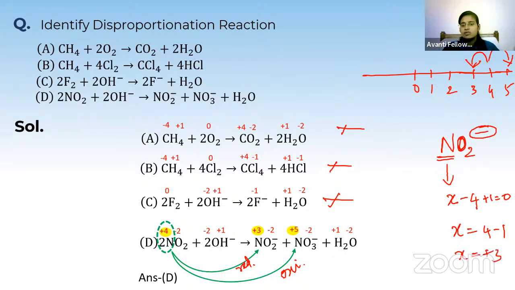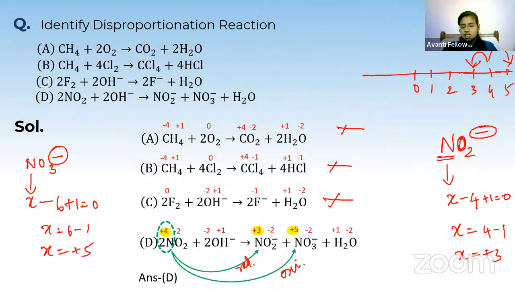This is how you have to calculate for NO3 minus also. So what will come for NO3 minus? Take nitrogen as X. 3 into -2 is -6. And it has gained 1 electron, so +1 equal to 0. So 6 minus 1 is equal to 5. Can you understand now?